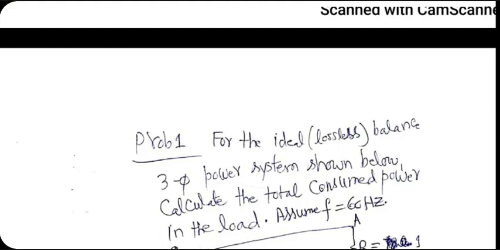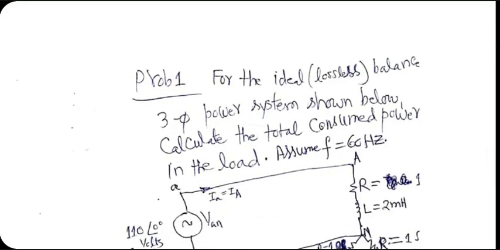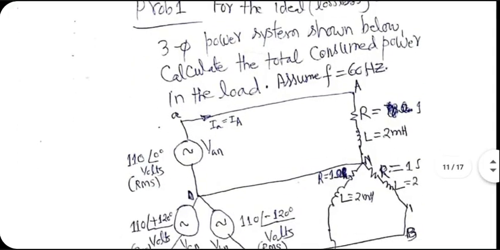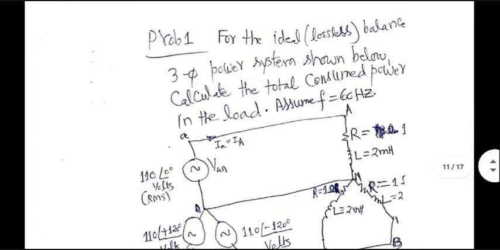Okay, for the ideal lossless balanced, okay, D has been missed in scanning. Lossless balanced 3 phi, that means 3 phase power system shown below. Calculate the total consumed power in the load. It's a 3 phase balanced lossless system. Okay. Frequency is 60 hertz. Calculate the total consumed power. The load has identical impedance in the 3 branches, obviously, because we have been told it's a balanced load.